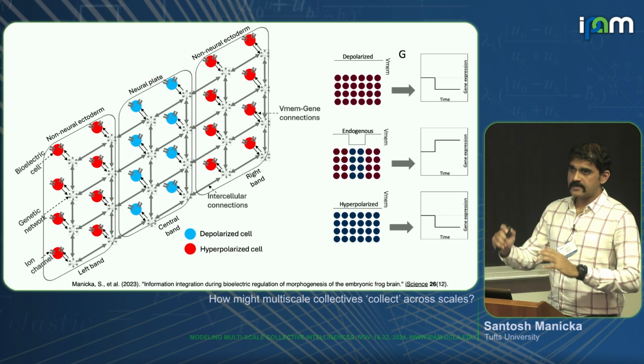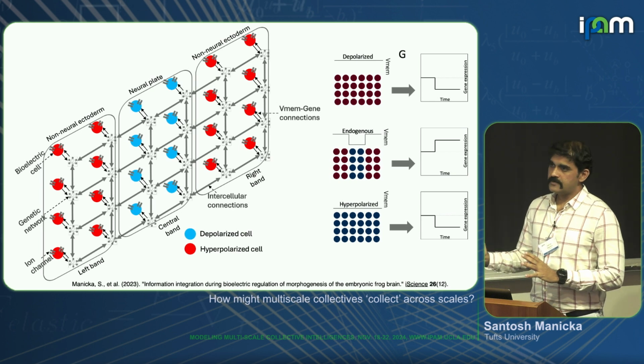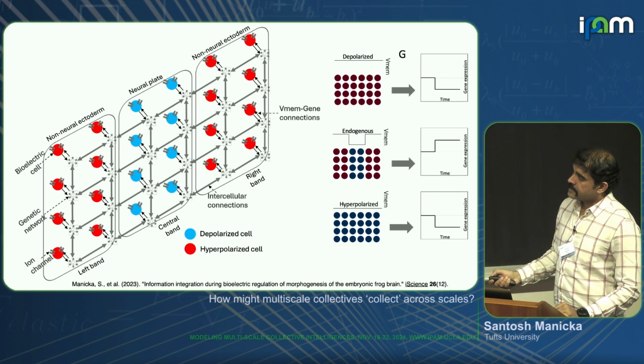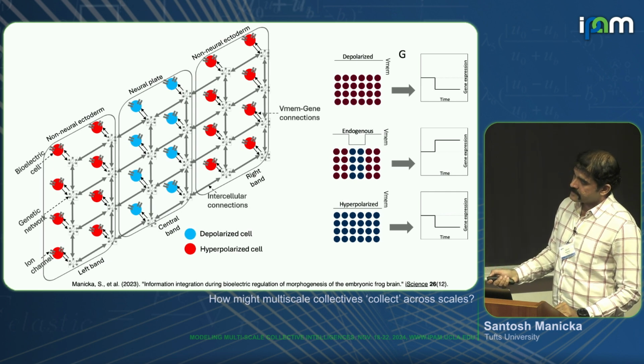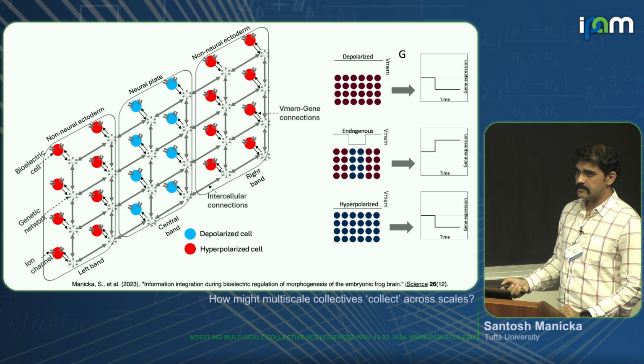And in reality, of course, there are many different kinds of ion channels, but in the spirit of minimal modeling, we just assume these 2 generic ion channels. Every cell, again, has a genetic regulatory network, as in the first model. And we assumed certain arbitrary interactions between how the bioelectric circuitry and the GRN interplay.